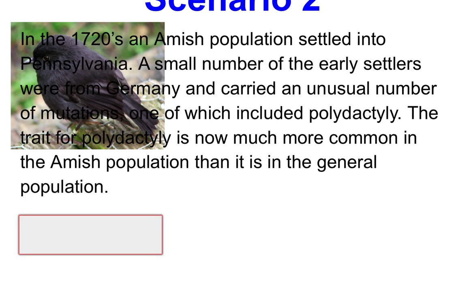Scenario number 2. In the 1720s, an Amish population settled into Pennsylvania. A small number of the early settlers were from Germany, and they carried an unusual number of mutations, one of which included polydactyly. The trait for polydactyly is now much more common in the Amish population than it is in the general population. So can you tell me what mechanism this would be?